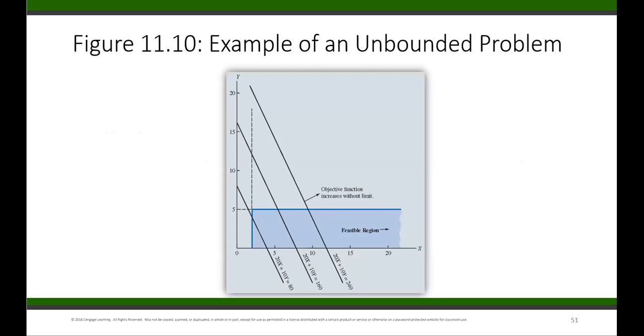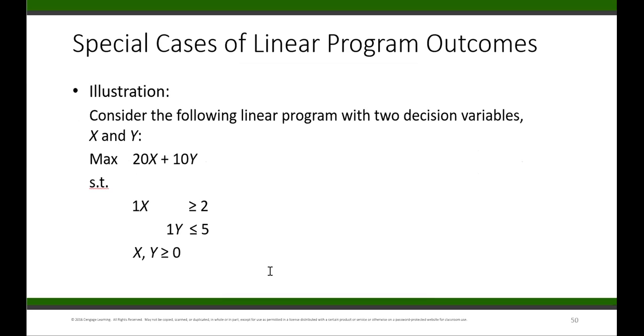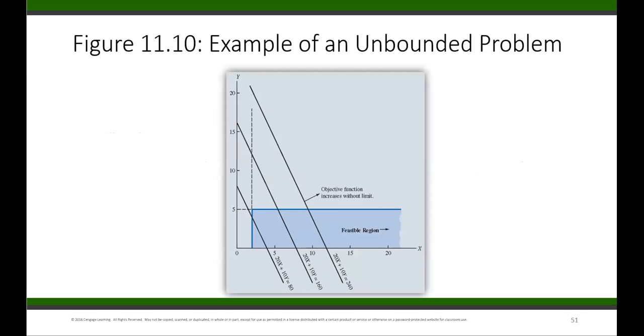And here I have an example that I'm going to show you in Excel in a bit. But let's see, for this example, x is greater than or equal to 2, y is less than or equal to 5. So x is greater than or equal to 2, so any point to the right of this vertical line. y is less than or equal to 5, so any point below this horizontal line. So this is the feasible region. And as you can see here, the feasible region is unbounded. It can go all the way to infinity.